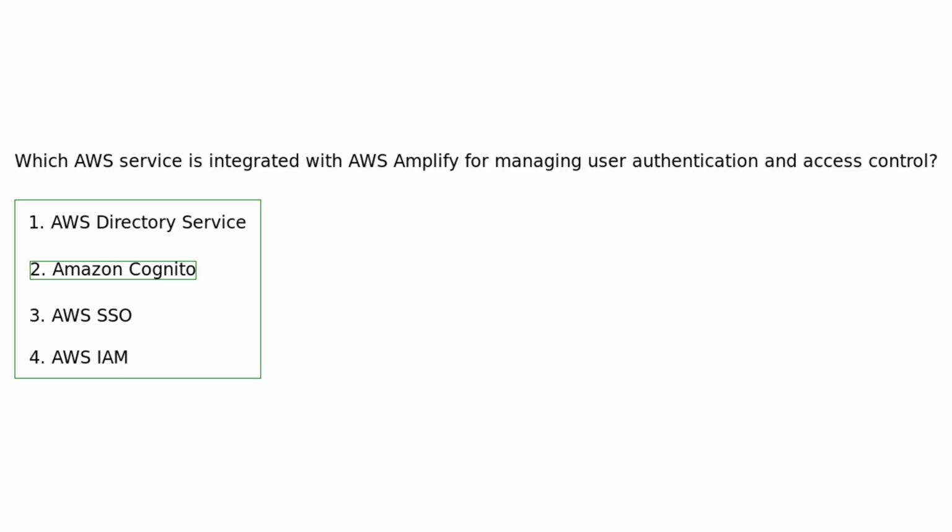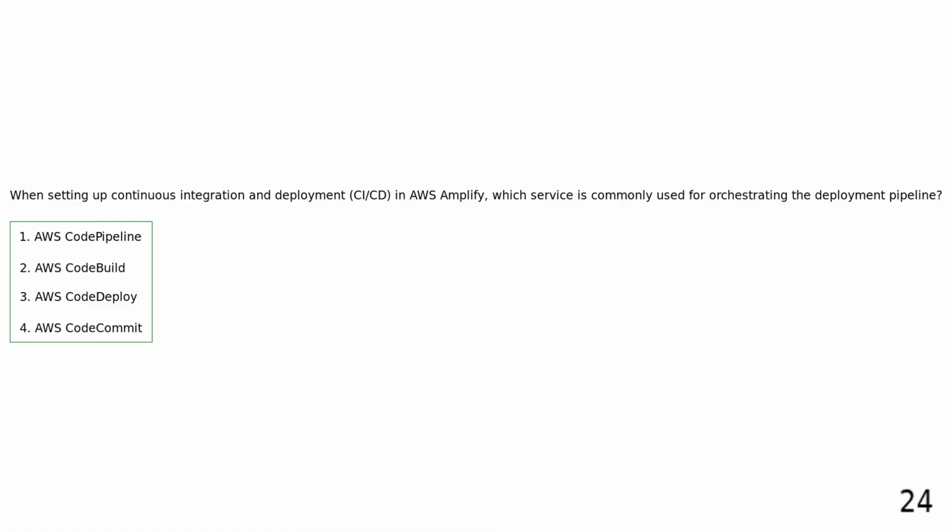Amazon Cognito is integrated with AWS Amplify for managing user authentication, authorization, and user pools. When setting up continuous integration and deployment in AWS Amplify, which service is commonly used for orchestrating the deployment pipeline? AWS Code Pipeline. AWS Code Build. AWS Code Deploy. AWS Code Commit. AWS Code Pipeline is commonly used in CI/CD setups to orchestrate the deployment pipeline for AWS Amplify projects.